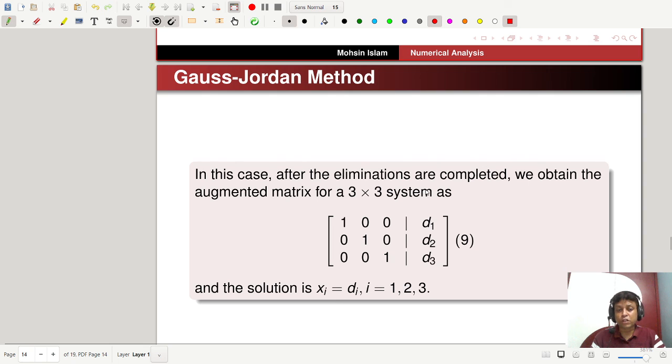So eliminations are completed. We obtain the augmented matrix. This matrix will look like this at the final stage. So you see you have xi equal to di, that is x3 equal to d3, x2 is equal to d2, x1 equal to d1. This method is very expensive compared to the Gauss elimination method, because it needs many more steps to calculate the process.